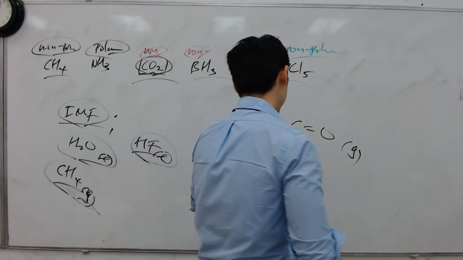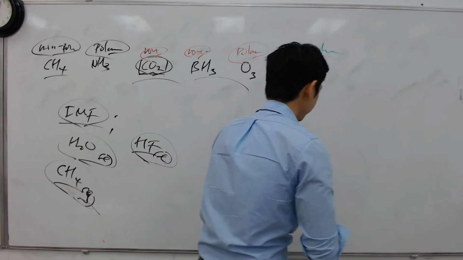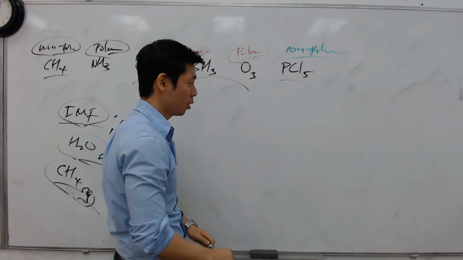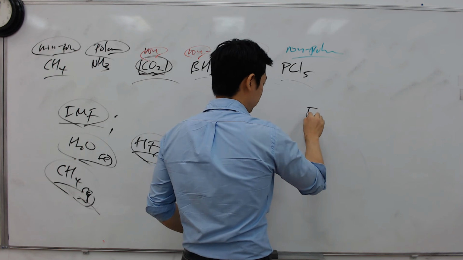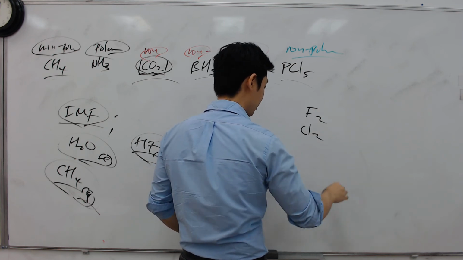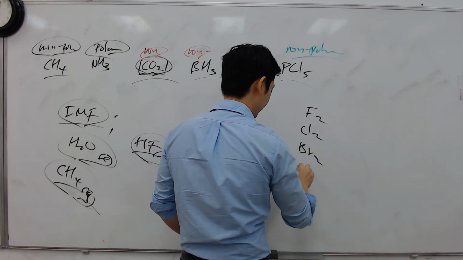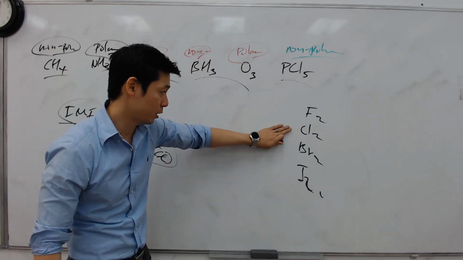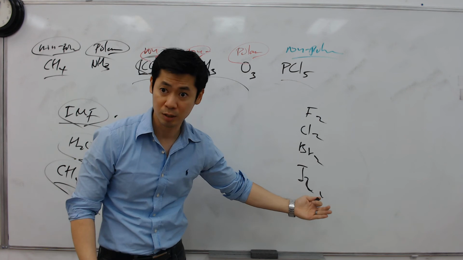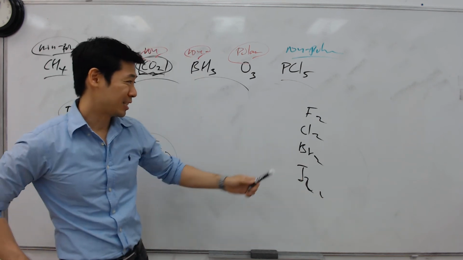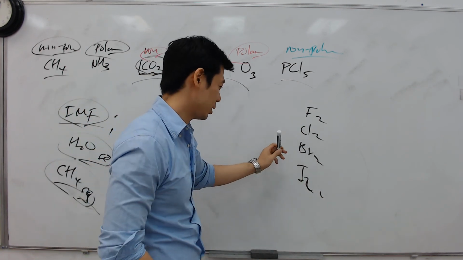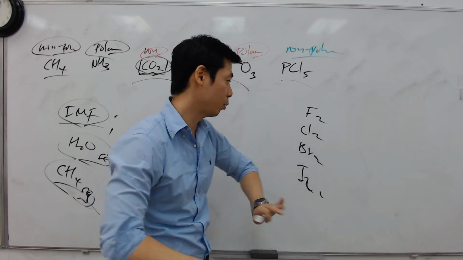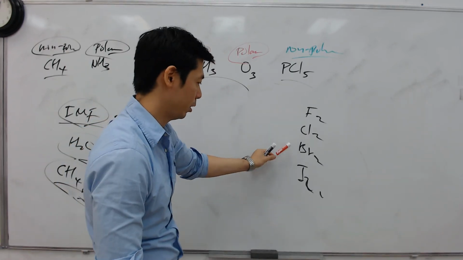But now, let's take a look at this, because this is where the AP asks a lot of questions. We have fluorine gas, chlorine gas, bromine, and iodine. What do you know about all of these? F2, Cl2, Br2 are diatomic molecules. All of them are diatomic, and all of them are non-polar molecules.